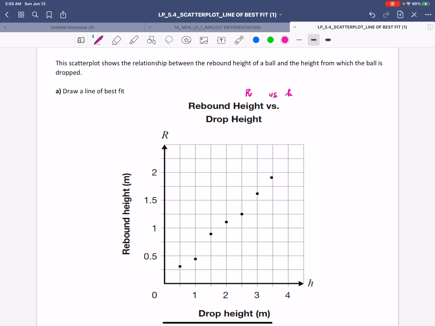Now, the first question is asking us to draw the line of best fit. So what I would like you to do is take a look at this scatter plot and think, is there an obvious trend that the scatter plot actually will follow? So, in my opinion, there is a linear trend. As you can see in here, all the points are lined up and increasing in value.